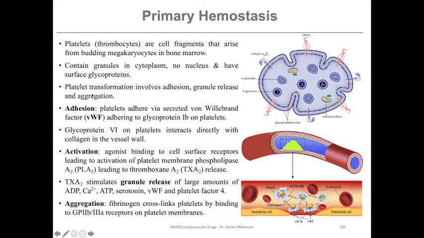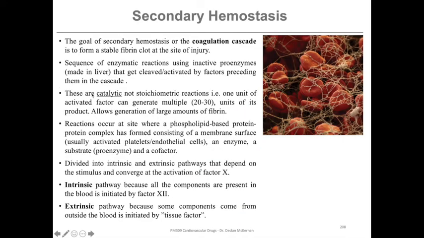Thromboxane stimulates granules to be released, and large amounts of ADP, calcium, ATP, serotonin, von Willebrand factor, and platelet factor 4 are released. Aggregation then finally is when fibrinogen cross-links platelets by binding the GP2B and 3A receptors on platelet membranes, allowing them all to attach together.